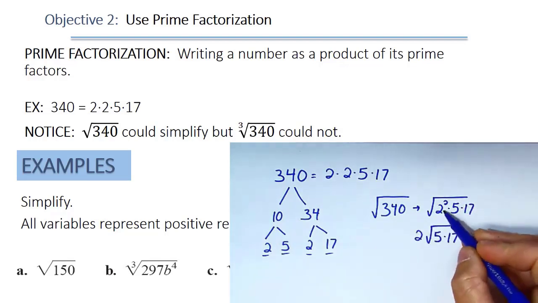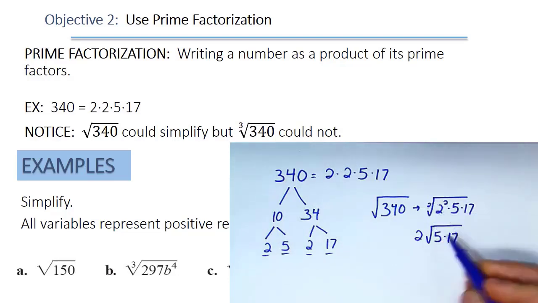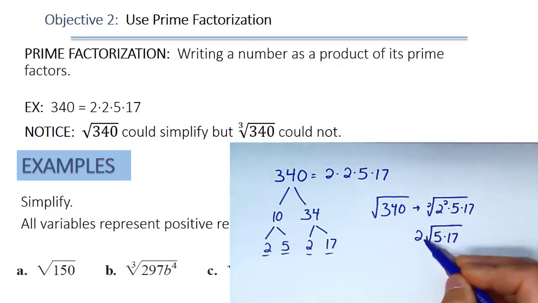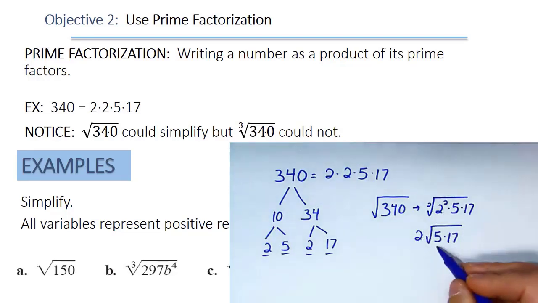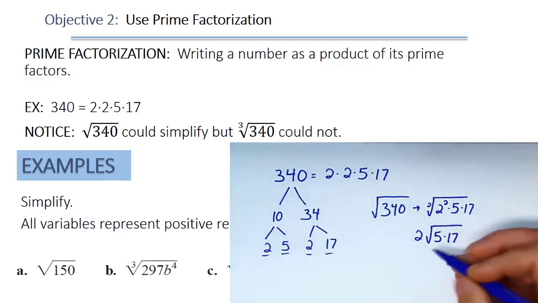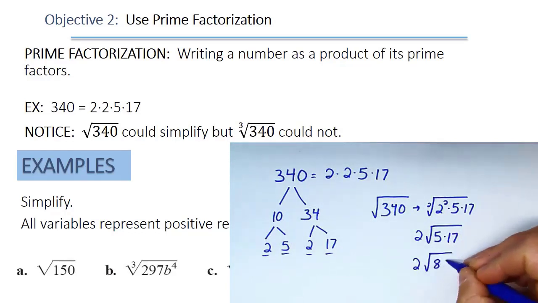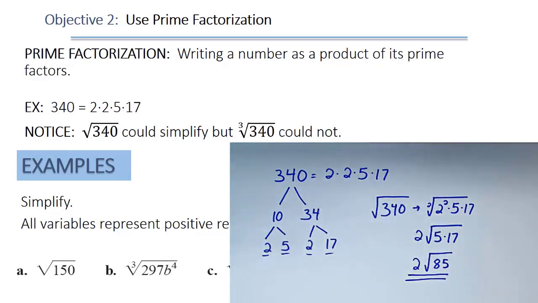Now be careful here. The 2 has enough bail to escape with an index of 2 just one time. Common mistake is to put 2 squared out there. 2 has enough to pay for one escape, so the square root of 2 squared is just 2. But the 5 and 17 are left inside, and those can go back together. 5 times 17 is 85, and so this simplifies to be 2 times the square root of 85.